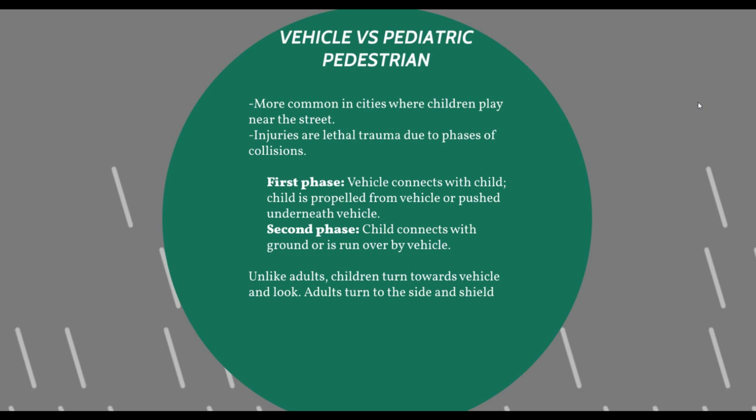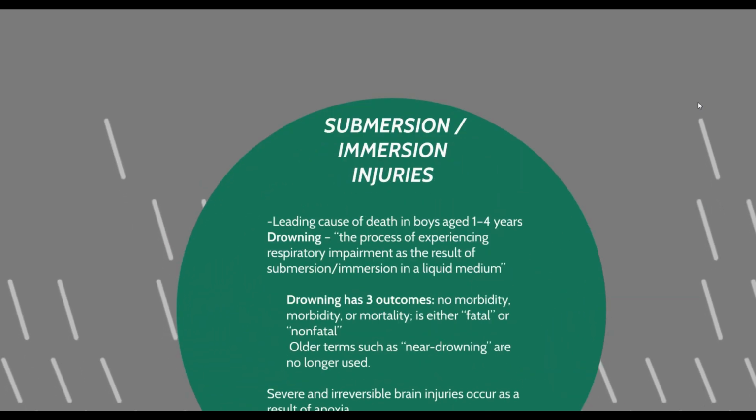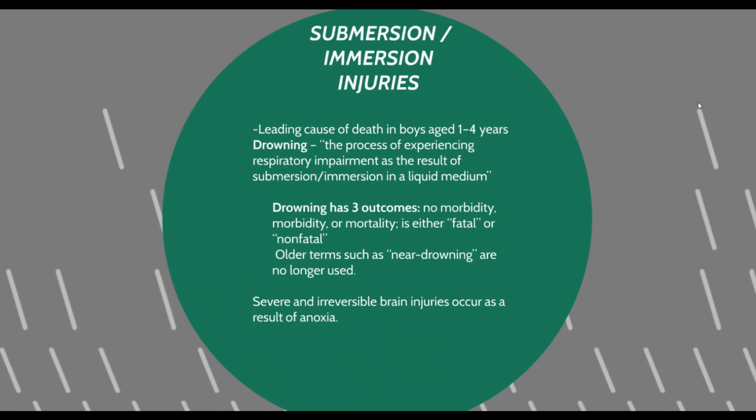You have to think about where the vehicle is going to impact them as well, maybe face and chest. That is where the first phase of the injury occurs. The first phase of injury is where the vehicle connects with the child, and then from there, the child is propelled from the vehicle or pushed underneath the vehicle, which leads to the second phase of injury, where the child connects with the ground or is run over by the vehicle itself. Pretty gnarly stuff. It's not good, but think about how it's different from the adult population.